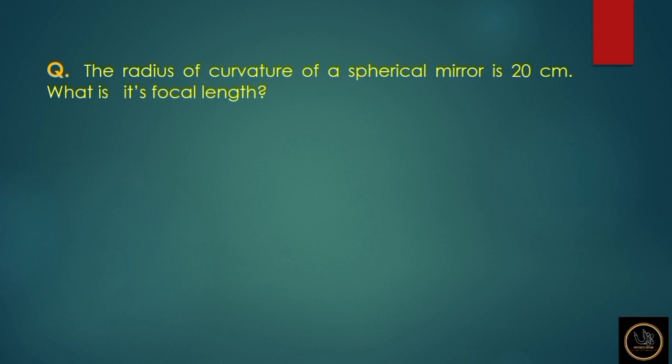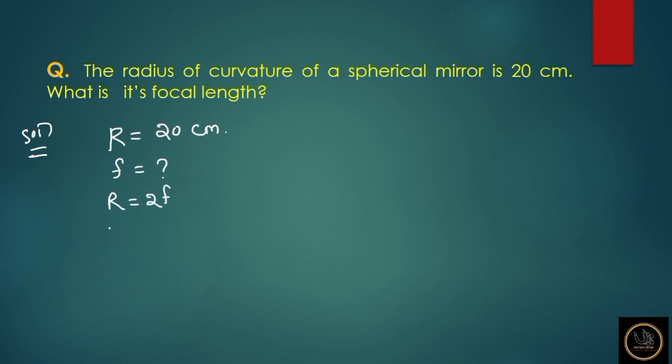The first question is, the radius of curvature of a spherical mirror is 20 centimeter. What is its focal length? So here the data is given. Radius of curvature denoted as R. So R is 20 centimeter and you have to find out the value of F. You know the formula, R is equal to 2 times of focal length, 2F. So F is equal to R by 2. So here R is given 20 centimeter divided by 2, that is equal to 10 centimeter.